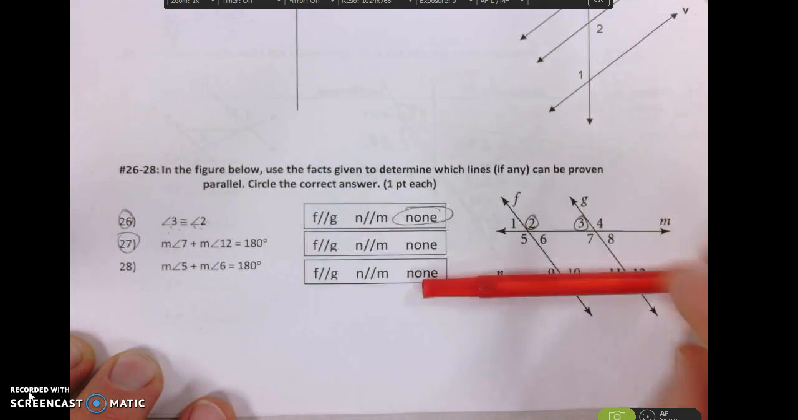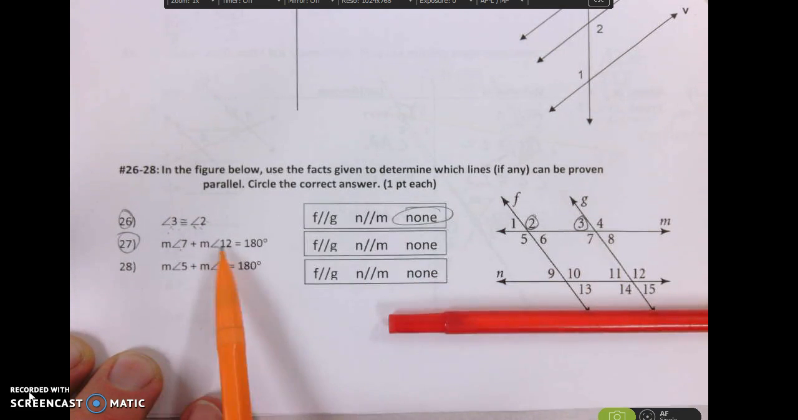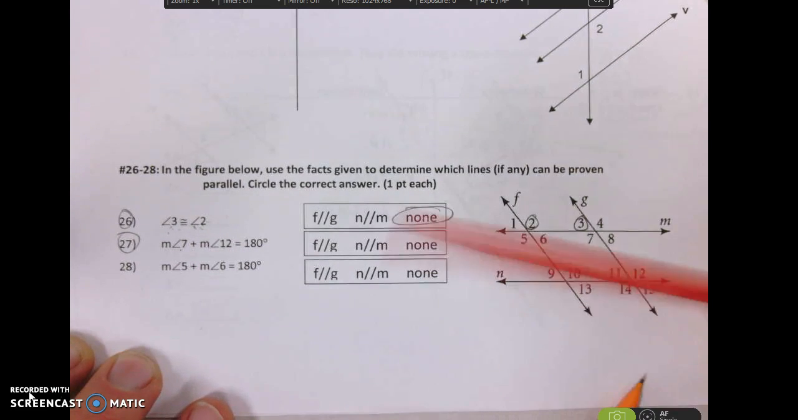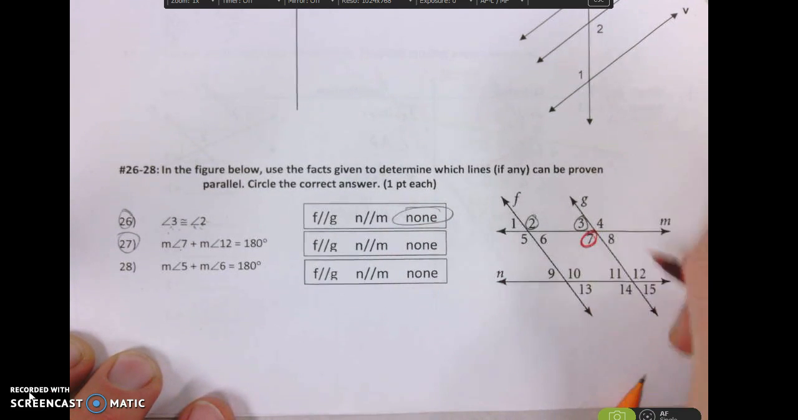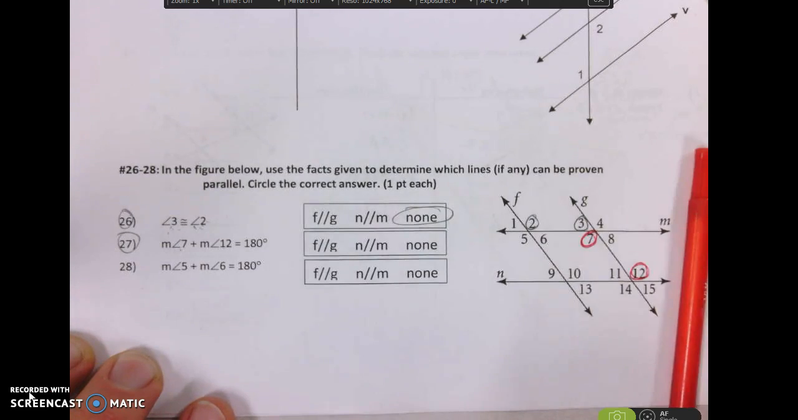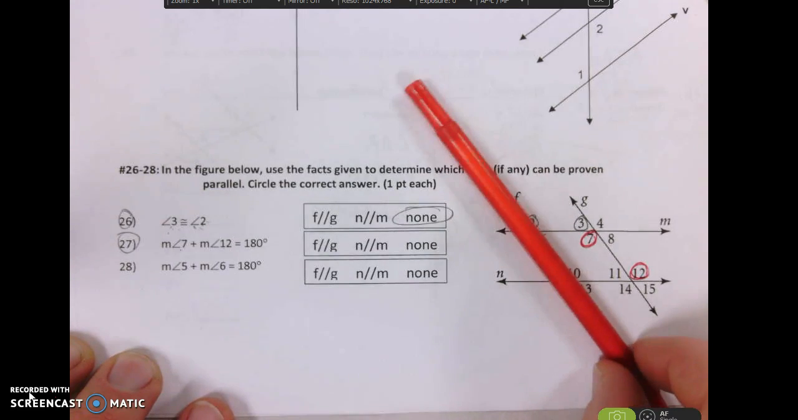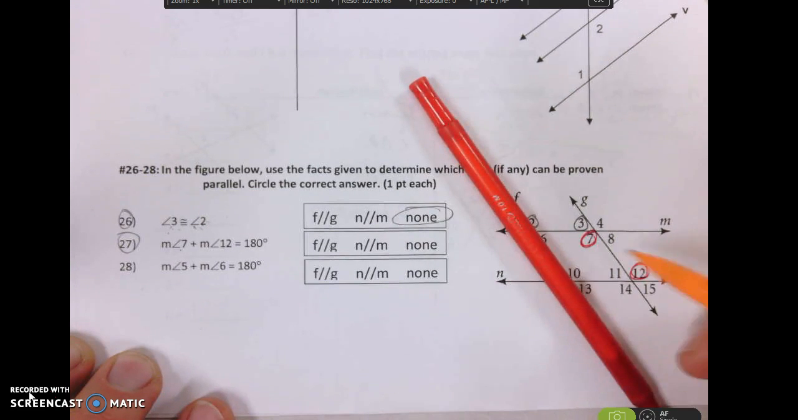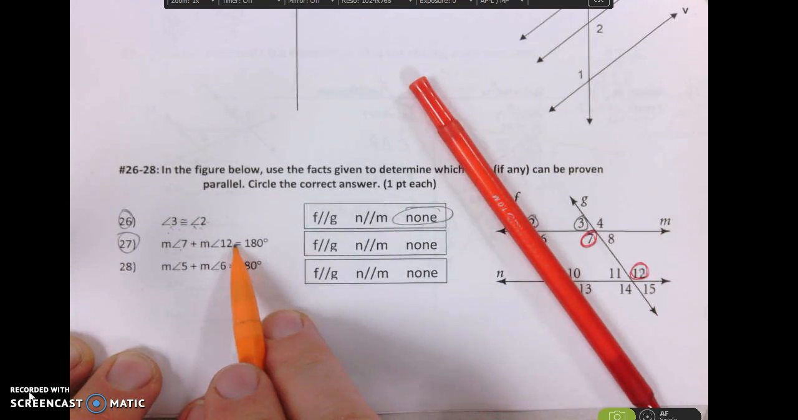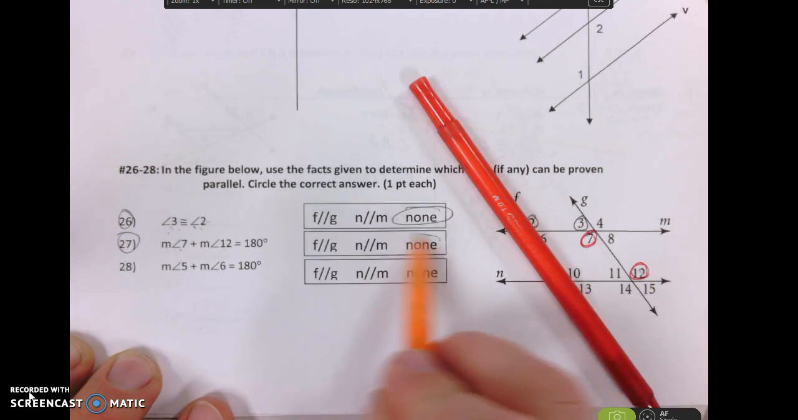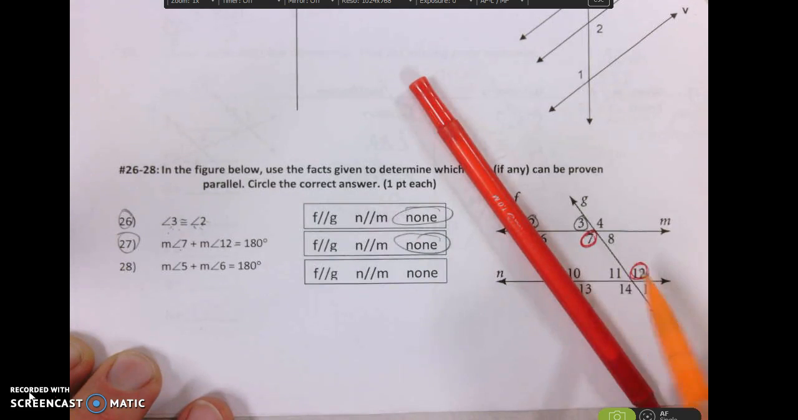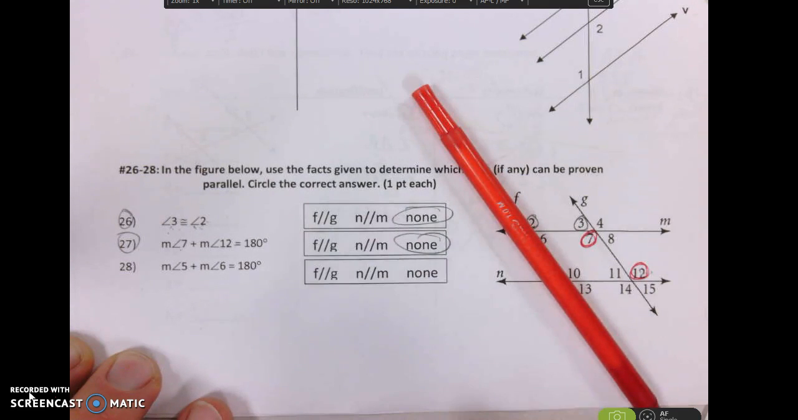Okay, number 27 says angle 7 and angle 12 add up to 180. So now I'll circle these ones with red. I got angle 7 and angle 12. So now in this problem, I'm going to take my red pen and cover up the angles over there, because line F has nothing to do with the problem. And if I look here, I got an obtuse angle and obtuse angle. These are alternate interior angles. They're supposed to be congruent. So again, we have 7 plus 12 equals 180. That's another none, because they should not add up to 180. They should be congruent.